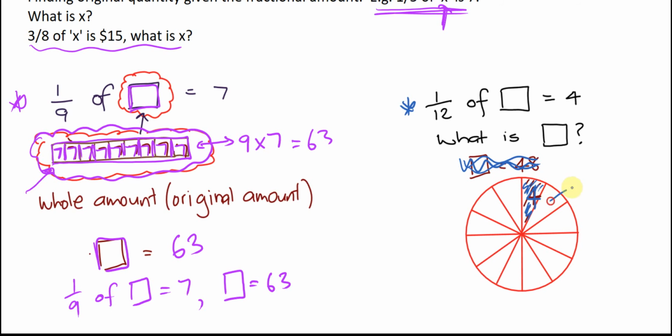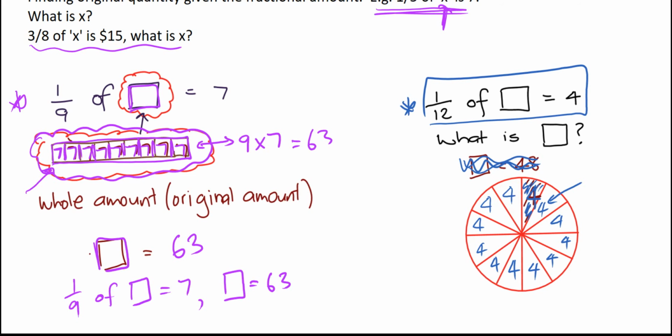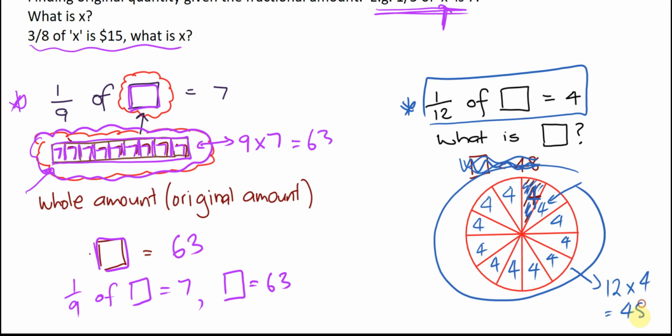Here is another 12 here, and that 12 is also equivalent to 4. So if I go round this circle, each 12th is equivalent to 4, which is what this question is saying. Okay, so if each 12th is equivalent to 4, what is the total amount? I've got 12 sections, so 12 lots of 4, which is 48. So my original quantity, what is the original quantity? That is equal to 48.